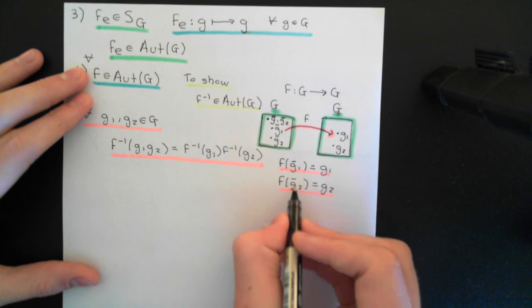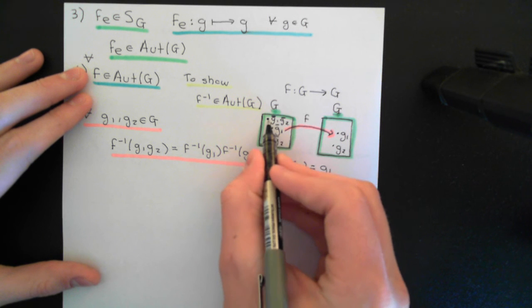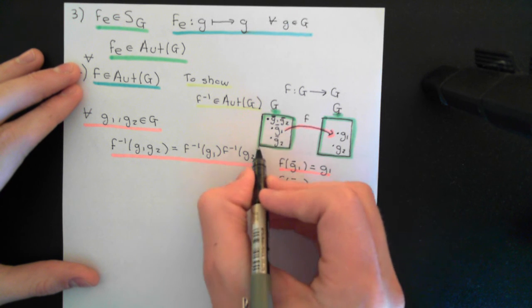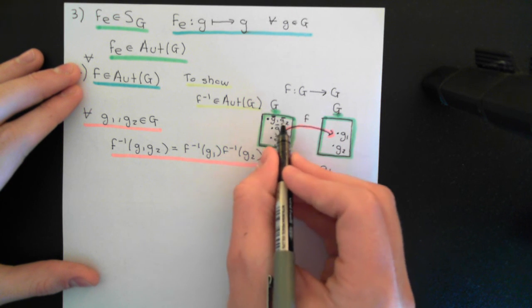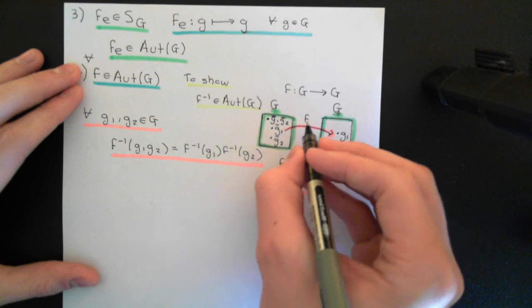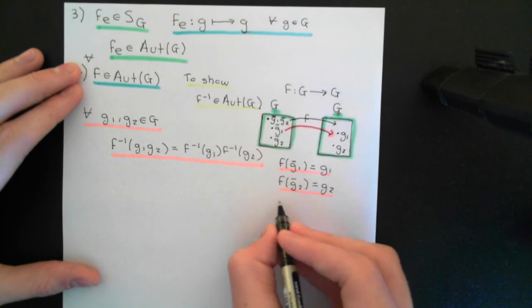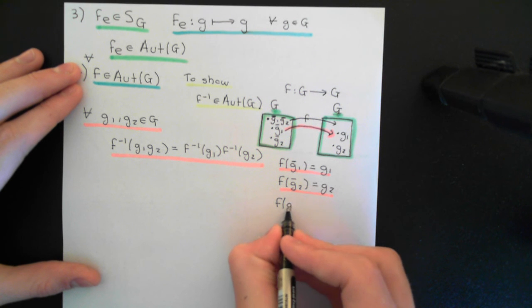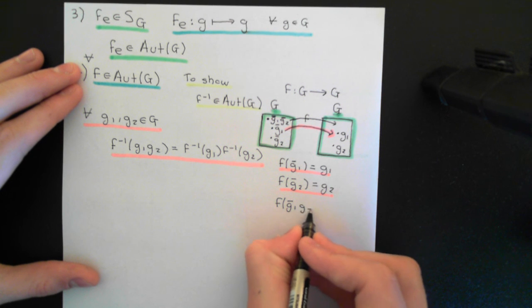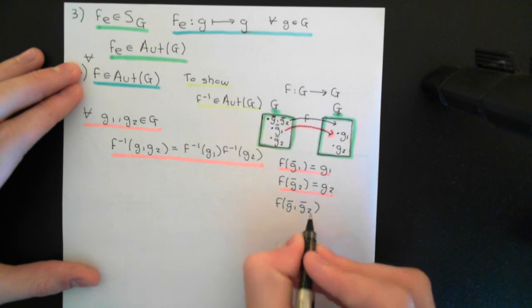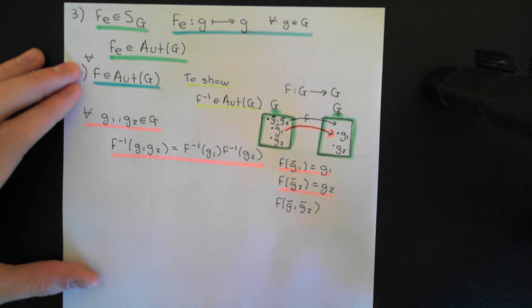Okay, so these elements that I've just found, G1 bar and G2 bar, I can compose them together in my domain here, and get G1 bar composed with G2 bar. Now, if I ask what is f of G1 bar composed with G2 bar, what is the answer?